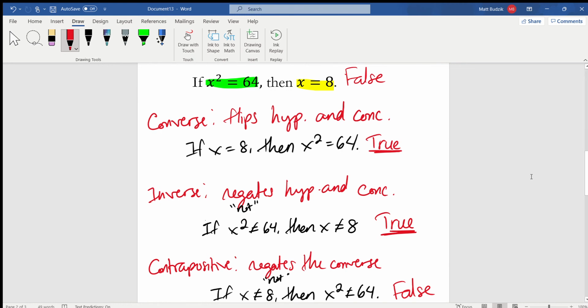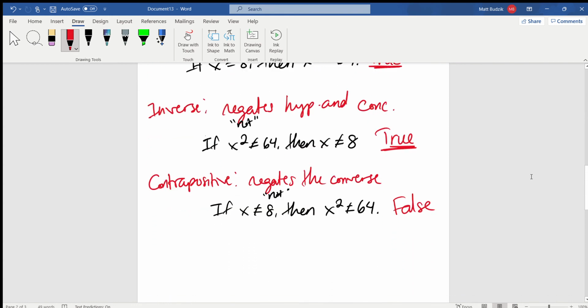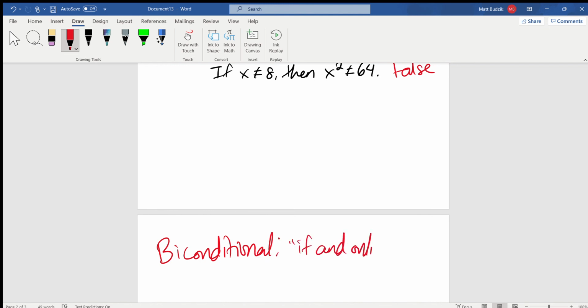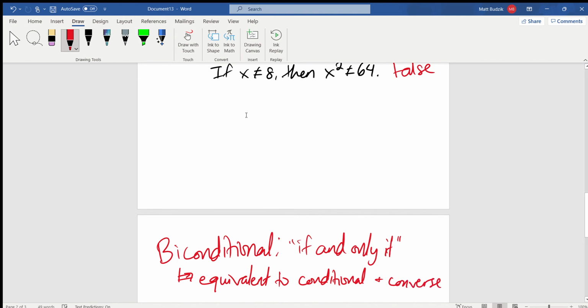All right, last thing we talked about was the biconditional. So remember, a biconditional statement is written in if and only if form. Okay? And we can break a biconditional down into two conditionals. Remember, a biconditional is really equivalent to a conditional and its converse. Okay? So let's say I have this biconditional here.